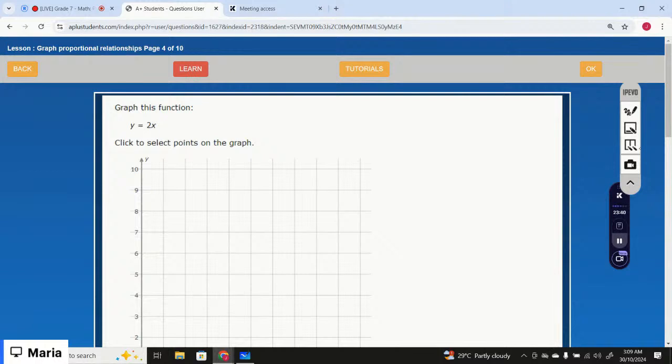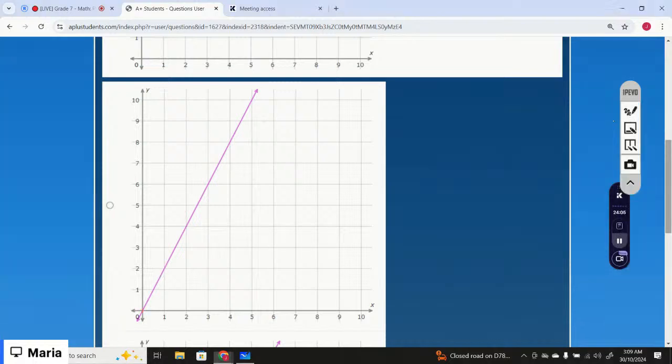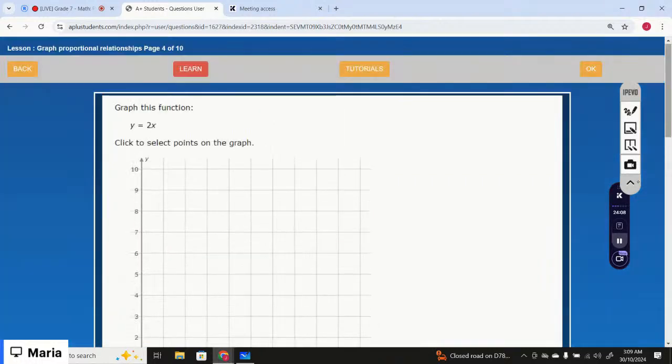Y equals 2x. So let's just calculate the 2 points and then see which is the correct option. Y equals 2x, right? Then you have the ordered pair 0, 0. And when x is 1, y is 2. Here you have 0, 0 and here you have 1, 2, right? That means option number 1 is the correct option.